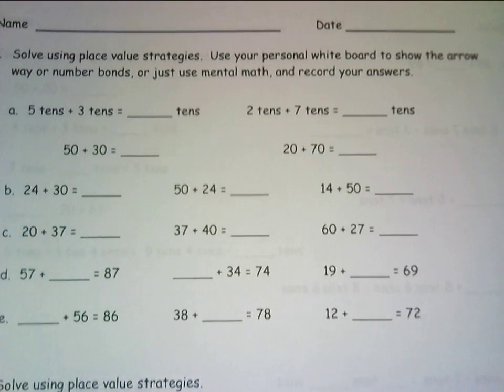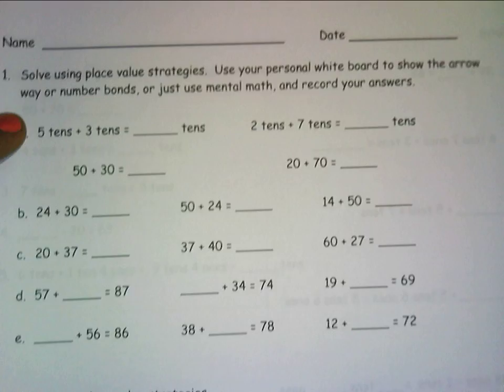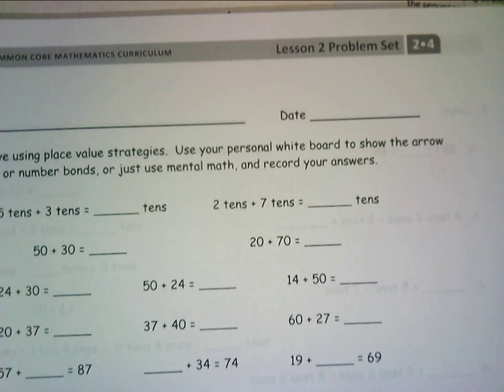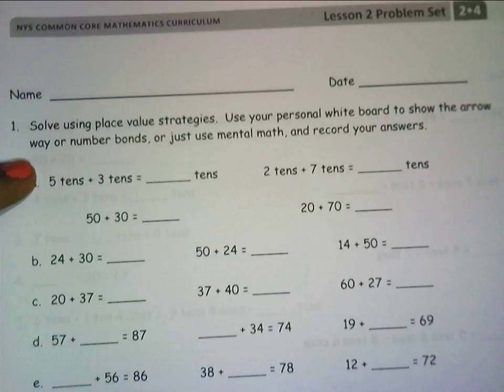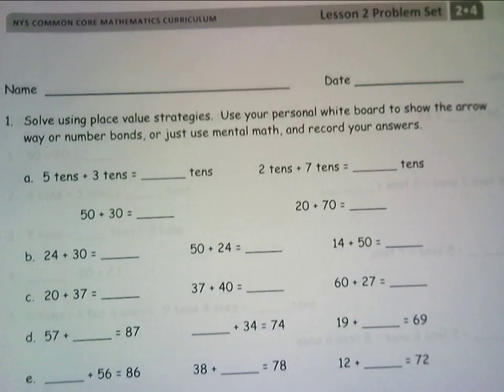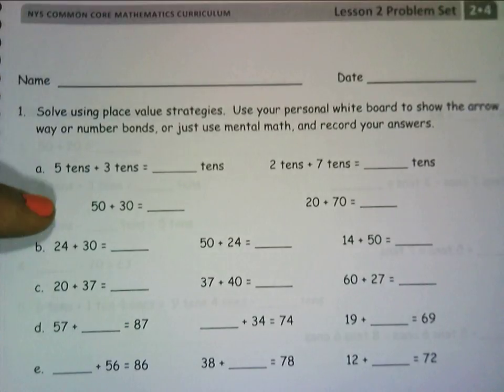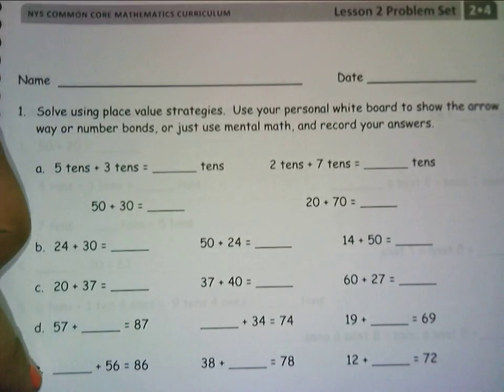Okay, so let's look at your problem set. So this is very confusing. There's lots of problems. So this is Module 4, Lesson 2. It says, solve using place value strategies, either number bonds or Arrowway. Use your personal whiteboard to show the arrow way or number bonds, or just use mental math and record your answers. I will not be just letting you use your whiteboard. I'm going to give you a piece of paper to write each problem out.